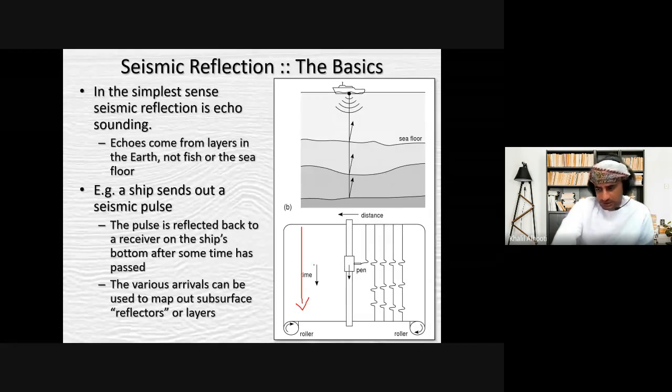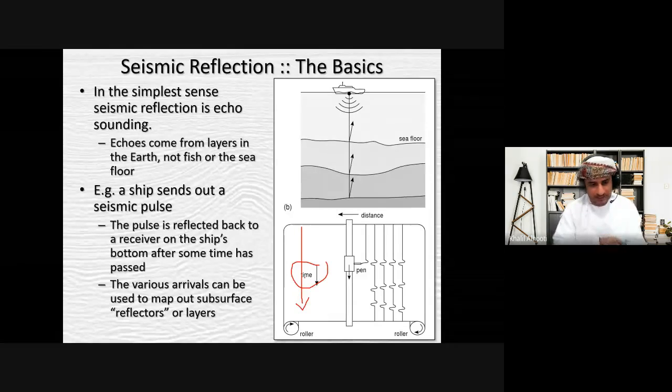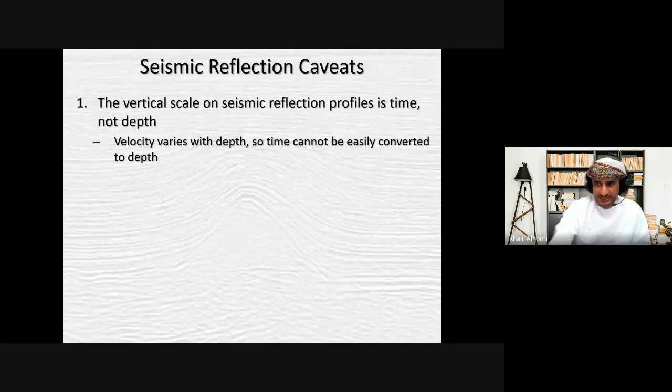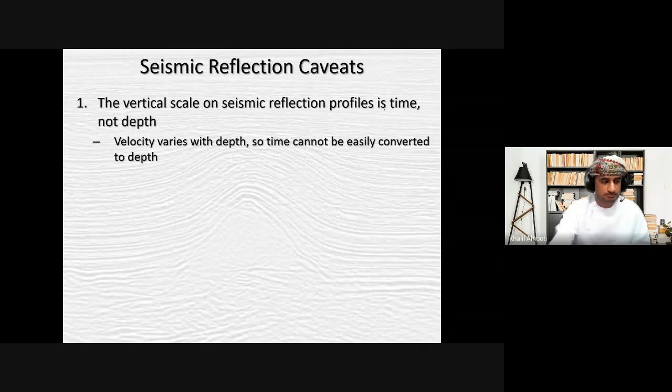No, it's initially time domain. Because you send the energy, you wait for the energy to return back. You keep recording the time, how long it takes to return to the surface. So the vertical scale in seismic reflections is time.